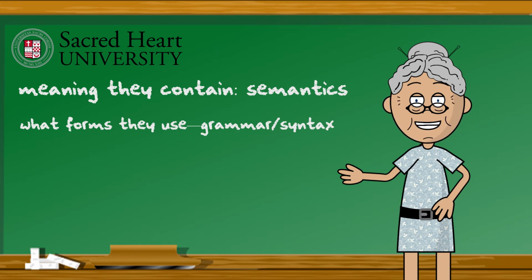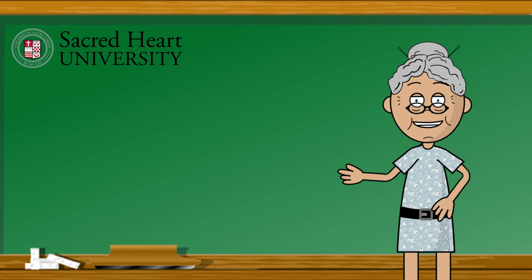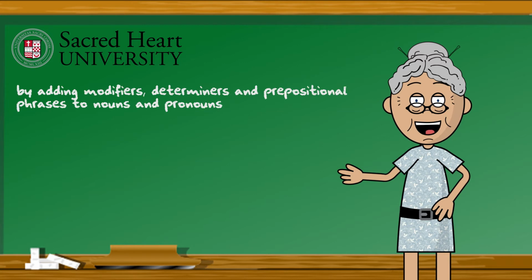So, because subjects are usually the agents of action, they're usually nouns or pronouns. As we talked about last time, we can describe these nouns and pronouns in more detail by adding modifiers, determiners, and prepositional phrases to nouns and pronouns. We can add more complex forms too, but we'll get to that later, my dears. For now, we're going to stick to talking about simple sentences only.